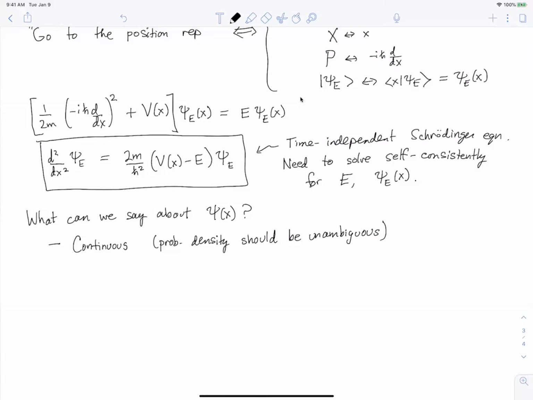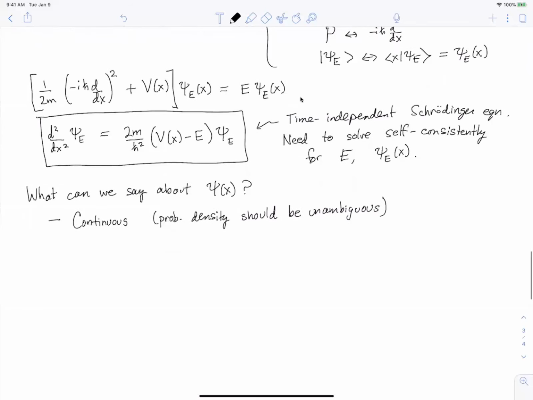Okay, which means psi squared is unambiguous, which means that psi is unambiguous. Now you could mathematically maybe construct wave functions that don't satisfy this property of continuity, but what this is saying is those aren't physically meaningful, and as physics people, we don't care about them.